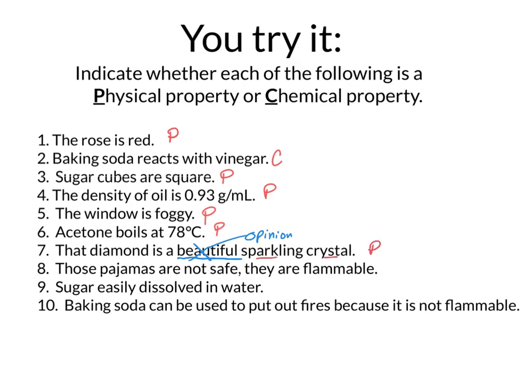Number 8, those pajamas are not safe. They are flammable. The flammability is considered a chemical property. Number 9, sugar easily dissolved in water. That is a physical property because dissolving is physical. And the last one, number 10, baking soda can be used to put out fires because it is not flammable. And again, that one will be a chemical property. The fact that it is not flammable is also a chemical property.